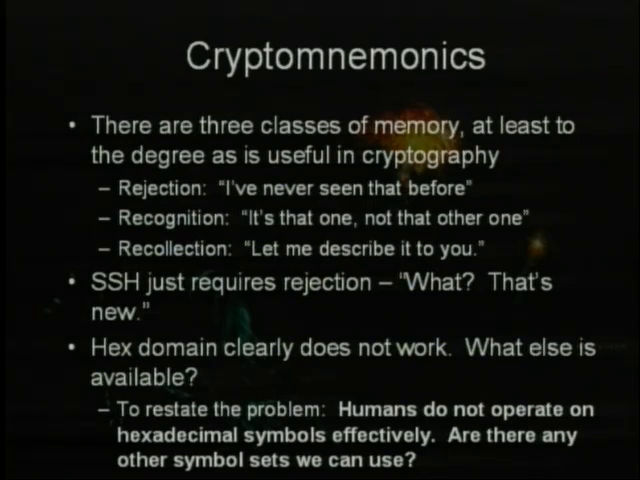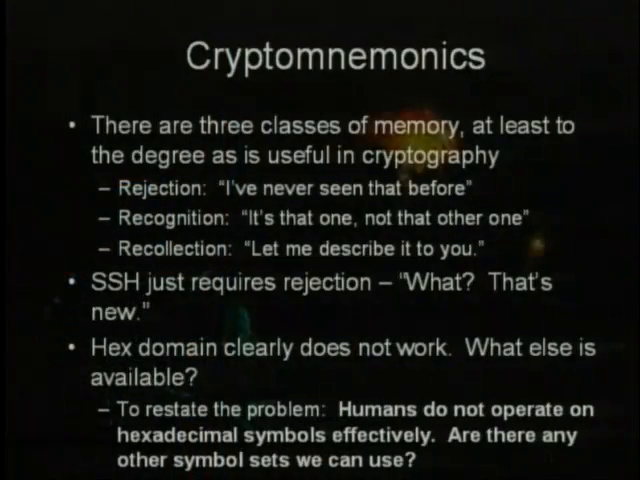There are 3 classes of memory that cryptographers actually want you as the human to have. Rejection: I've never seen that before. Recognition: it's you and totally not you. And recollection: so he had like a nose this big and hair coming back from the top of your head. Passwords are recollection. Now, all SSH actually needs from you is rejection.